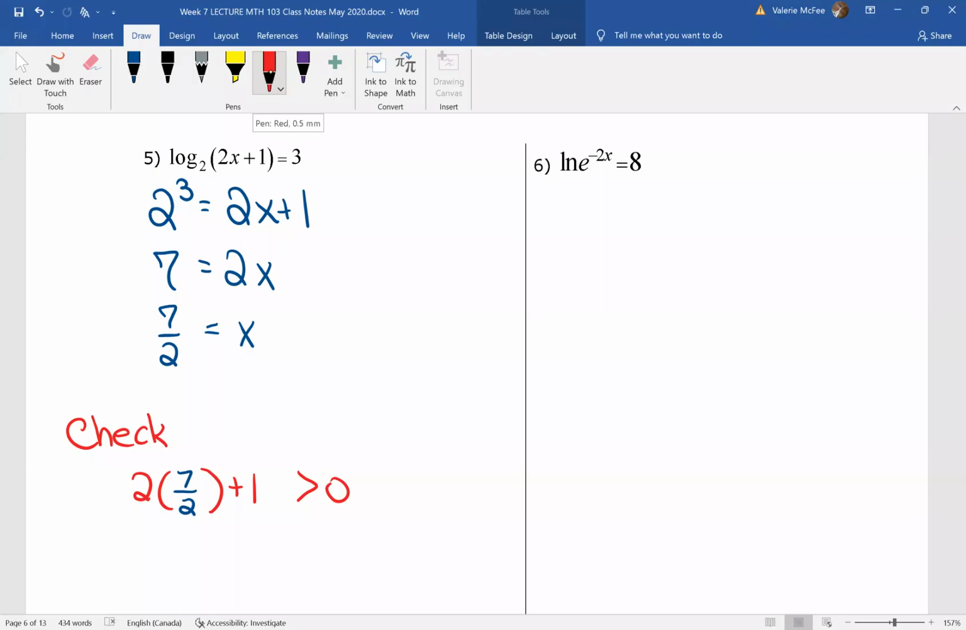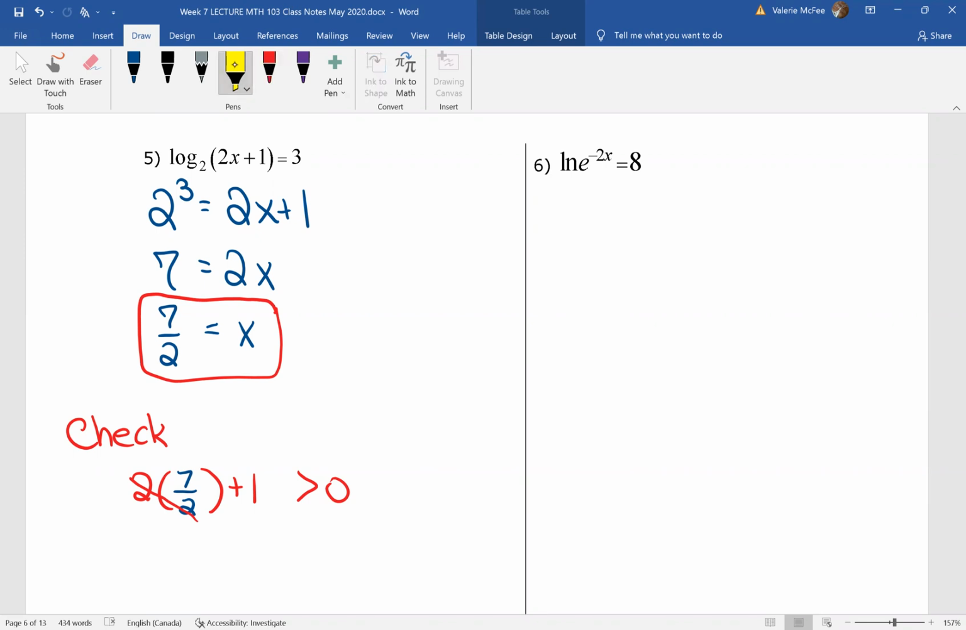So the base of the log is 2. The answer to the log was your exponent. And then you simply had a linear equation to solve. When you substitute 7/2 into the argument, you could see that 7 plus 1 is greater than 0. And so we have our solution, x equals 7/2.